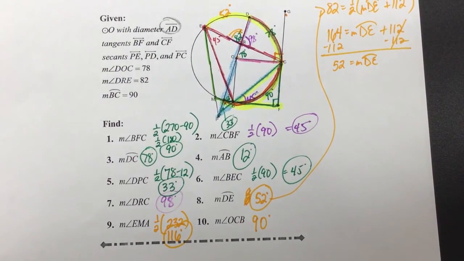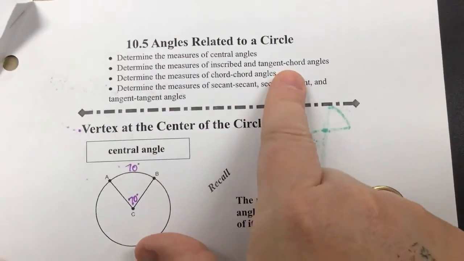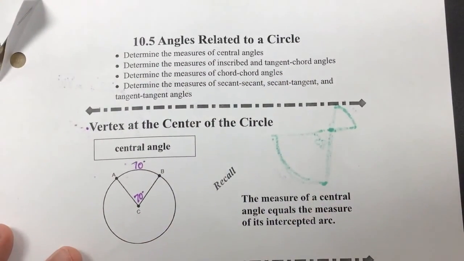So that is it on explaining the examples and the theorems for angles related to a circle. And as always, if you have questions, please let me know.